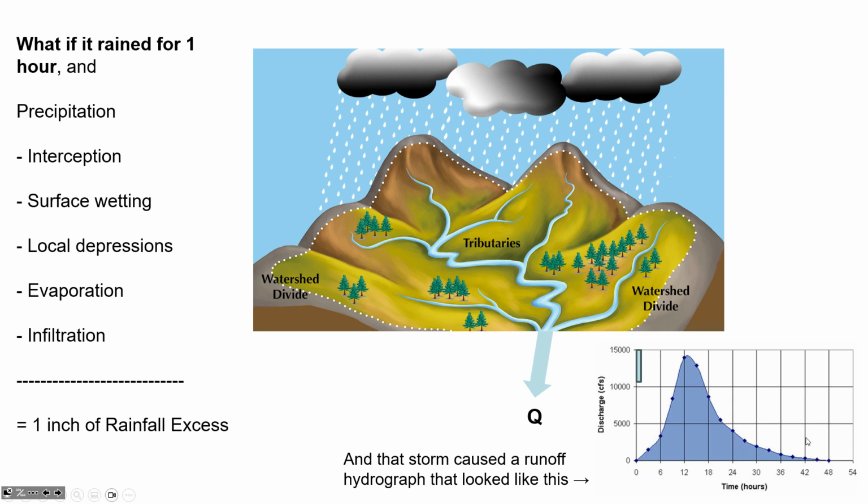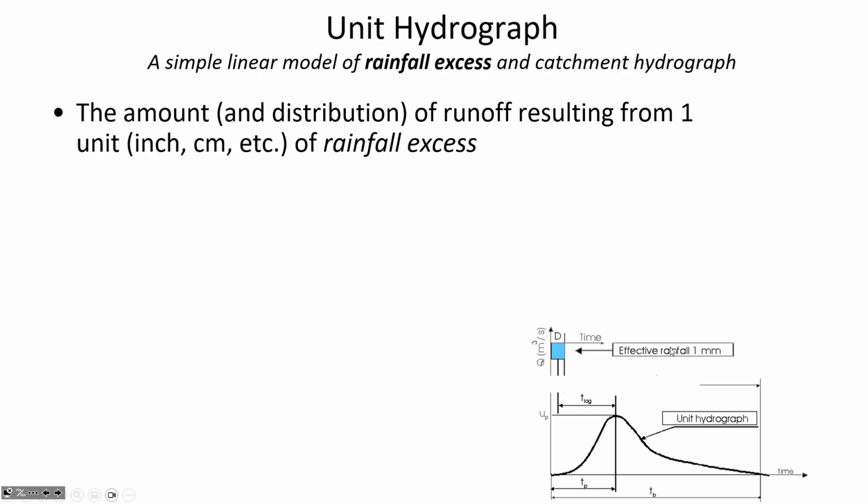tall as it is. So it looks like, for this hypothetical runoff hydrograph, we're peaking out at about 14,000 CFS. So if we had 2 inches of rainfall excess, we'd assume that there's 28,000 CFS, and then it would have the same shape. So this is the method that we're talking about today, the unit hydrograph method.